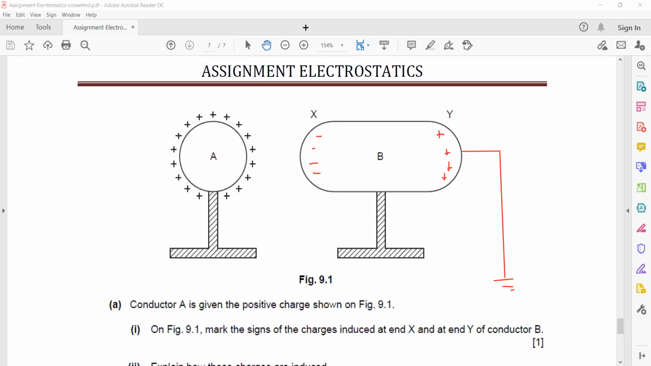What the earthing wire will do is this: the positive charge here and the positive charge here will attract electrons from the earthing wire. As they attract electrons from the earthing wire, now the majority of them are negative charges. So electrons will flow into the sphere, and it will become a net or resultant negative charge.